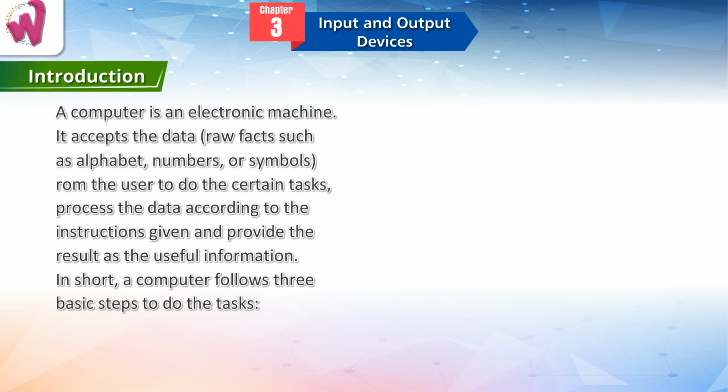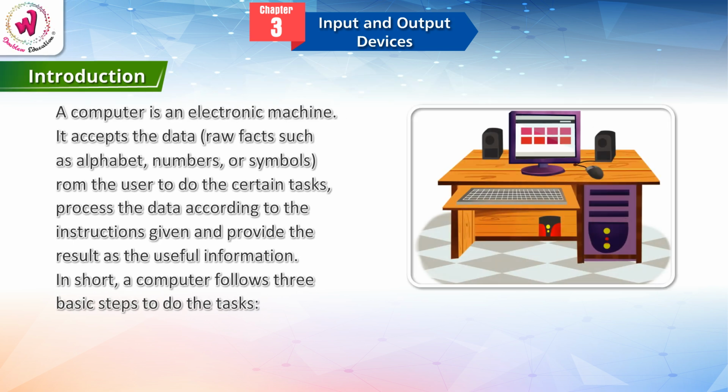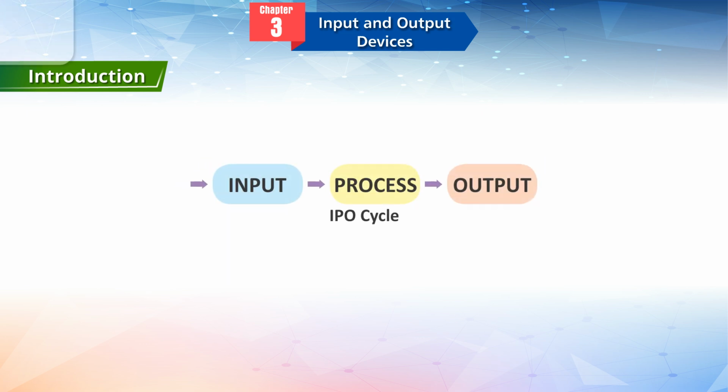Introduction. A computer is an electronic machine. It accepts the data, raw facts such as alphabet, numbers or symbols from the user to do certain tasks, processes the data according to the instructions given, and provides the result as useful information. In short, a computer follows three basic steps to do the task: input, process, output.